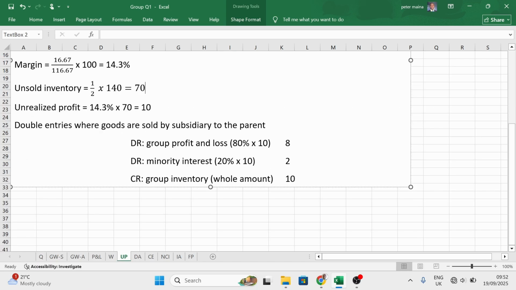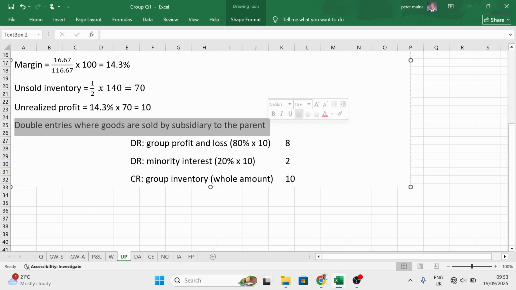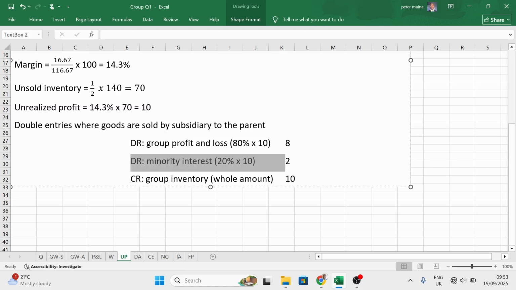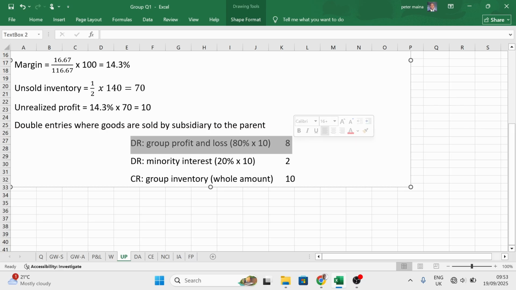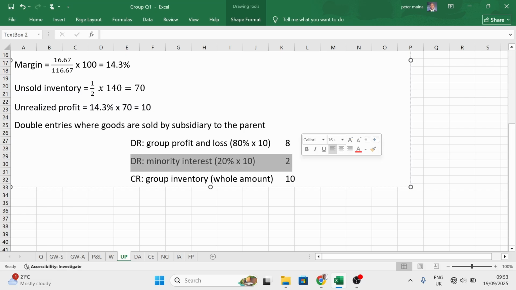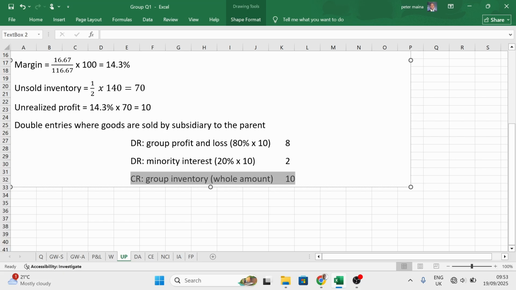So we are going to make these entries. These are the double entries where goods are sold by subsidiary to parent. If it was the other way around, parent to subsidiary, we would not have the minorities share. But subsidiary to parent, we include the minorities. So we are going to debit group profit and loss with the share of the parent, 80% of 10, which is 8. We debit minority interest, 20% of 10, which is 2. Then we credit group inventory with the whole amount, which is 10.